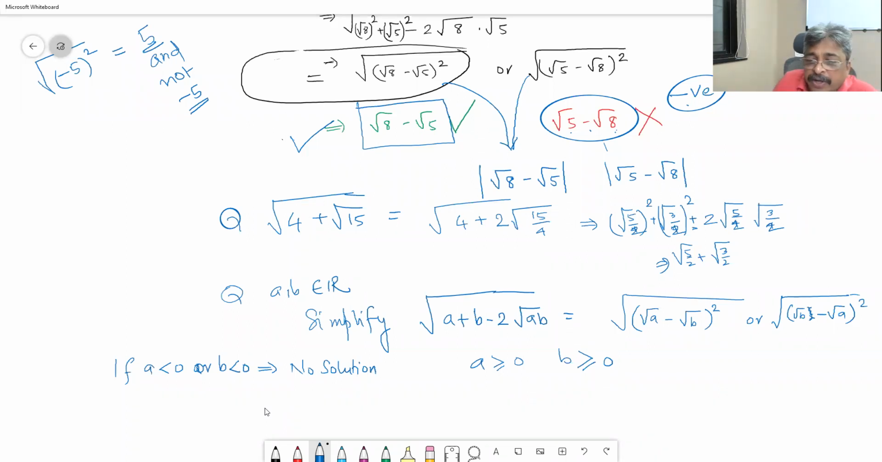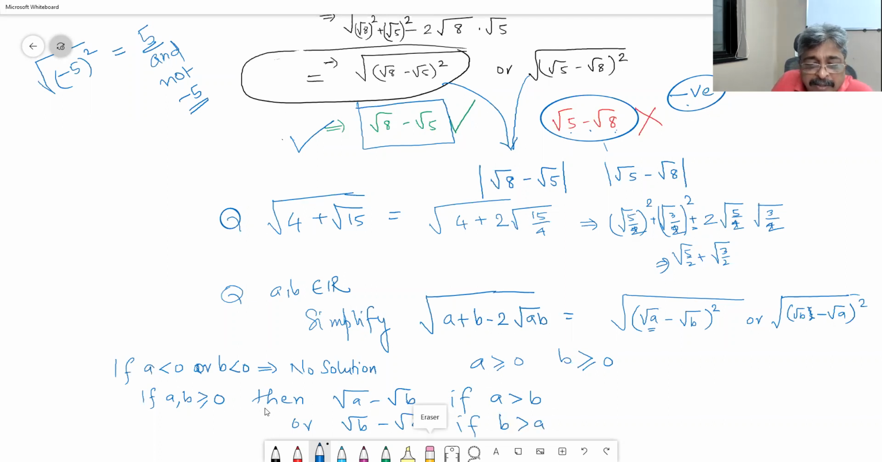Yes or no? We will not be able to find a solution because this radical will fail. So if a, b are greater than or equal to 0, then root a minus root b is the answer if a is greater than b, or root b minus root a is the answer if b is greater than a. This is the complete story.